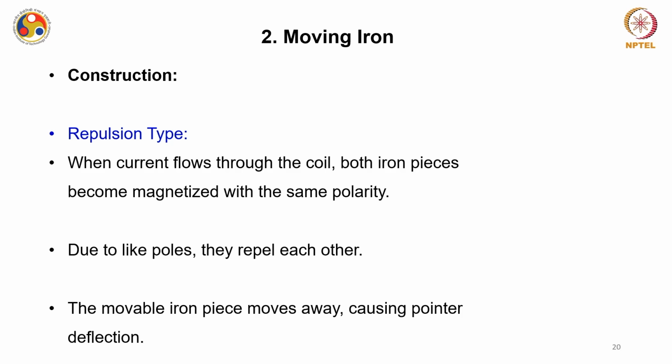Okay. So, when current flows through the coil, similar to the other one, both iron pieces become magnetized with the same polarity, and due to like poles they repel each other. The movable iron piece moves away, causing pointer deflection.